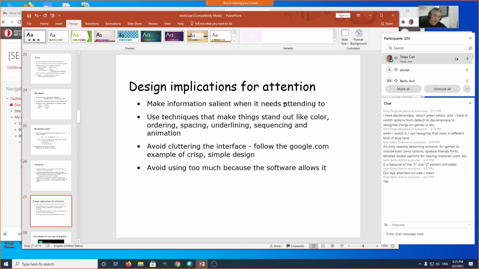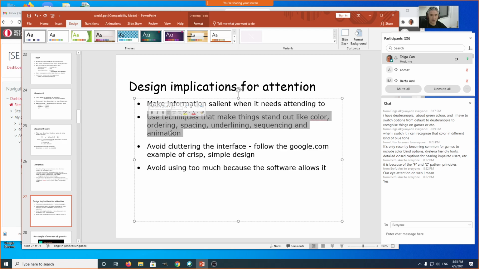There are different design implications for attention. Make information salient, apparent when it needs attending to. Use techniques that make things stand out, like color, ordering, spacing, underlining, sequencing, grouping objects together, using some animation. But you shouldn't use these unnecessarily. It may be very annoying just to take user attention. You shouldn't have the user's attention all over the place.